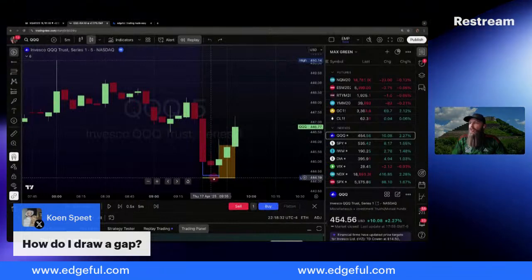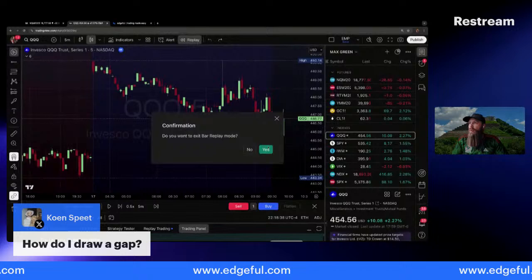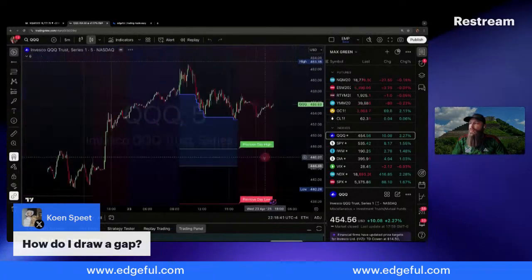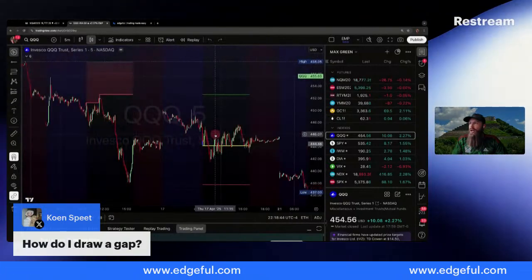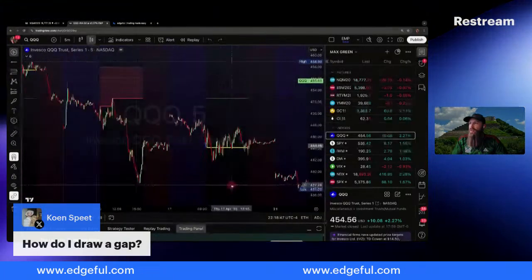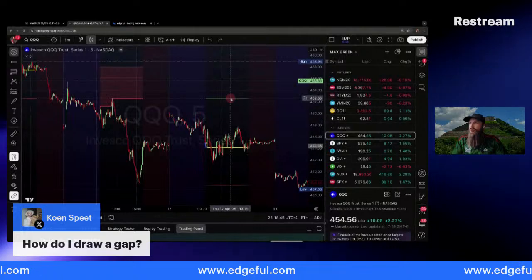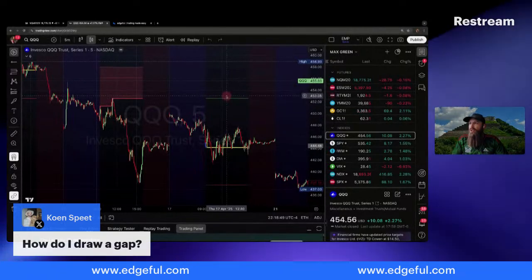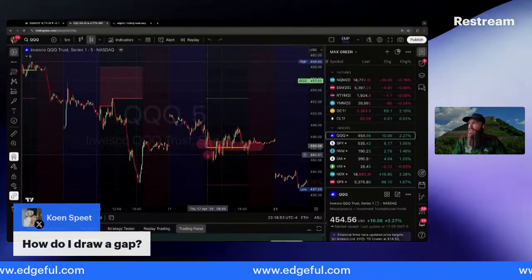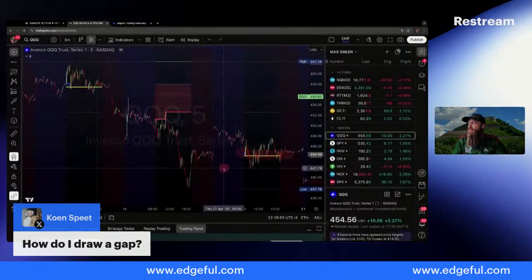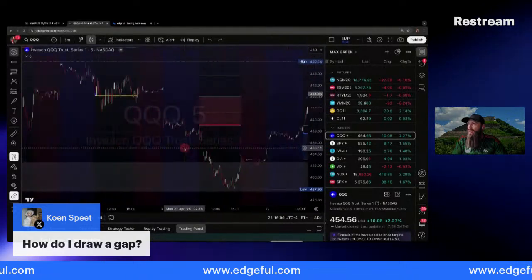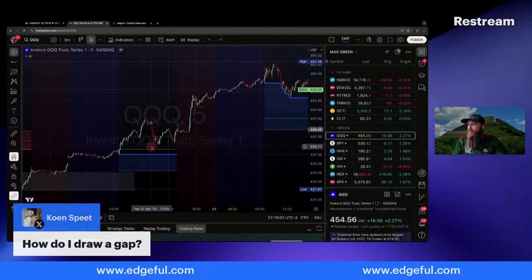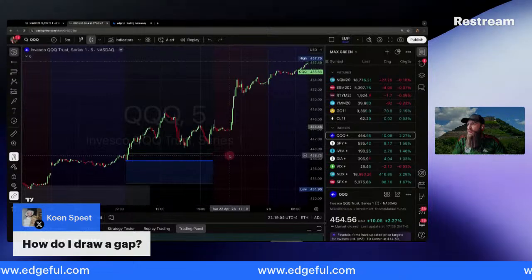So I have previous day high and low on here. Let me turn this replay mode off. I have previous day high and low because I know if either one of these breaks, like if this breaks up here, we should at least close above this. Let me see if I can find a quick example of this. Like right here, okay, maybe right here. This is the previous day's high.